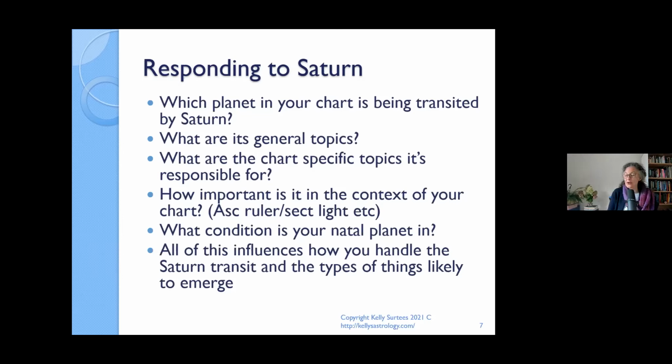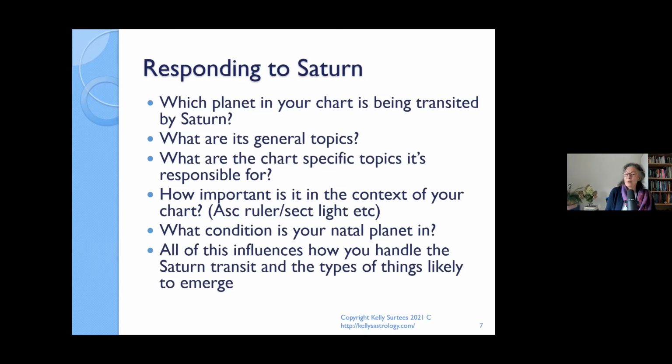But I wanted to honor our intention to talk about the timing component of Saturn today. So this is what I'm keeping in mind as I interpret a Saturn transit in the context of a birth chart. First of all, identify which planet in your chart is being transited by Saturn. So is transiting Saturn aspecting your moon or your Mercury or your sun, for instance? What are the general topics of that planet?